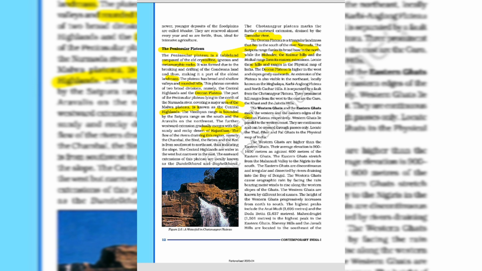The Deccan Plateau is higher in the west and slopes eastward. Extension of the plateau is also visible in the northeast, locally known as the Meghalaya, Karbi Anglong Plateau, and the North Cachar Hills. The Cachar Hills, which are in Assam, are separated by a fault from the Chota Nagpur Plateau.